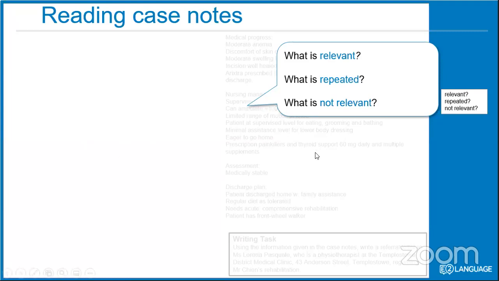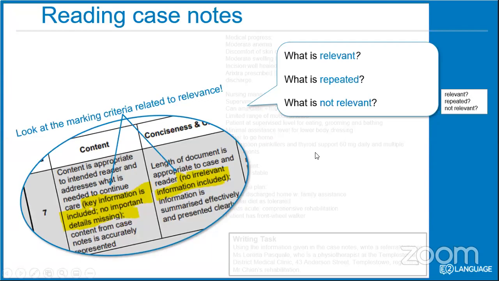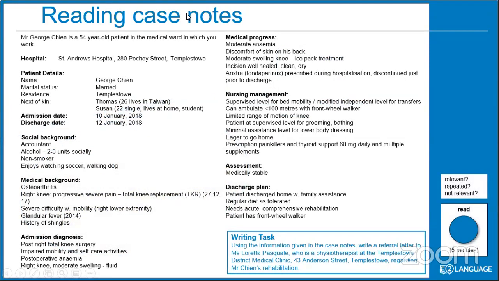Before we get to it, just remember, as far as the criteria are concerned, why we are doing this sorting between relevant, repeated and relevant, not relevant at all relates to content. If you want to get top marks for content, you've included key information and you've left nothing important out. And as far as conciseness and clarity is concerned, you are not including irrelevant information. Okay, so that's why we do this. It's very, very important. You've got the case notes now. 5 minutes, please, to organize them in those 3 categories: relevant, repeated and relevant, and not relevant at all. I'll see you soon.